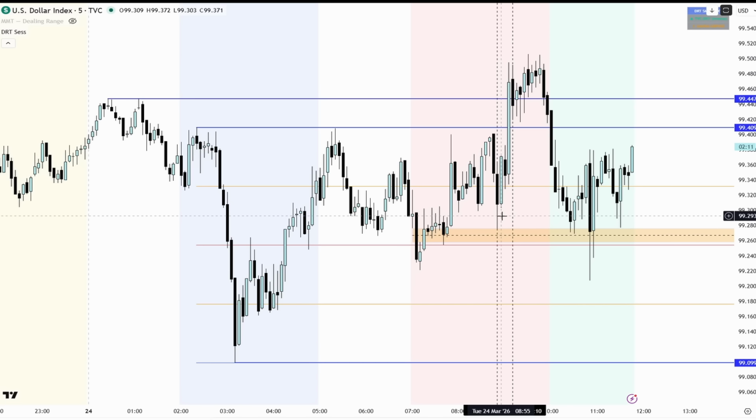Where's it going to reprice to? Higher, to all that buy-side liquidity that was engineered between London and New York, and then ultimately the parent dealing range high in the form of the equal highs up here.